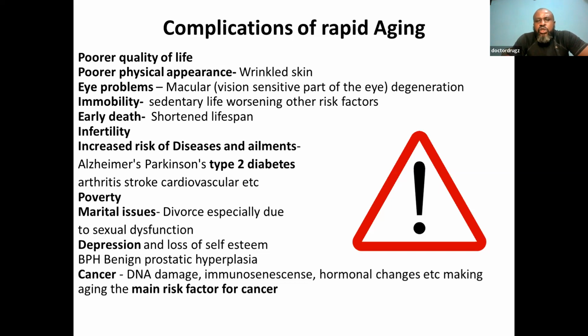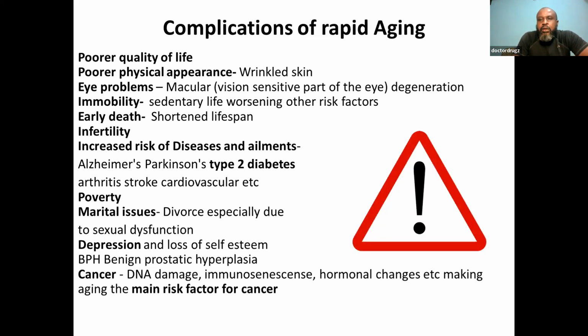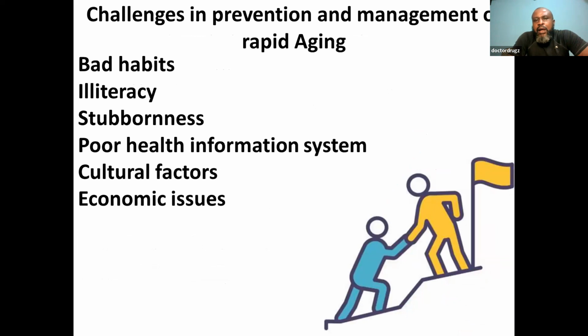Marital issues as a result of sexual dysfunction. Yes, that's also part of it. Depression, as well as cancer. Cancer itself already means faulty DNA leading to unusual replication of cells. So imagine now making the DNA faulty. That means one has actually successfully tried to exacerbate cancer. Now, these are a few challenges that lead to rapid aging.